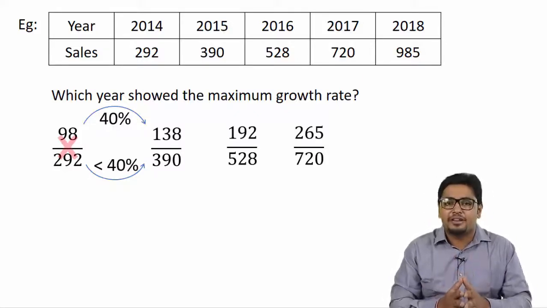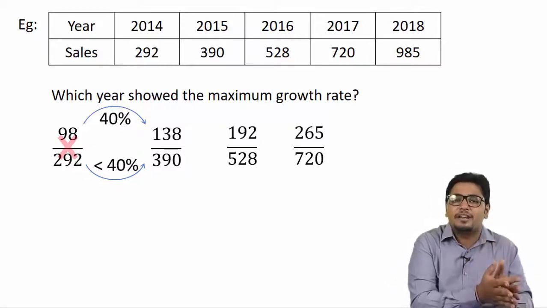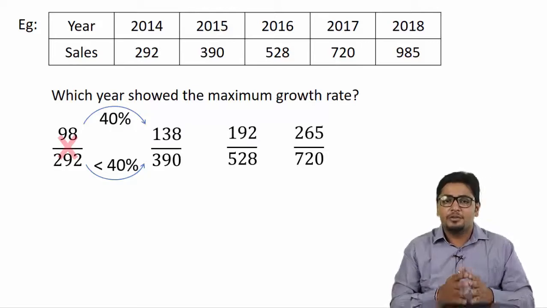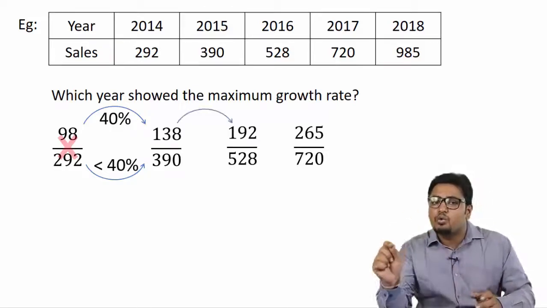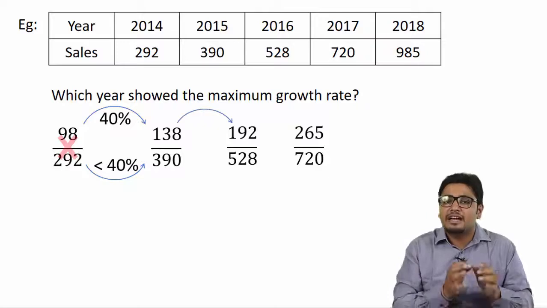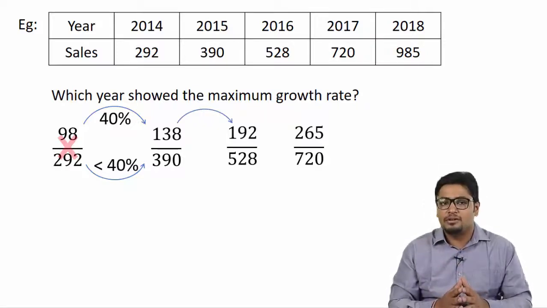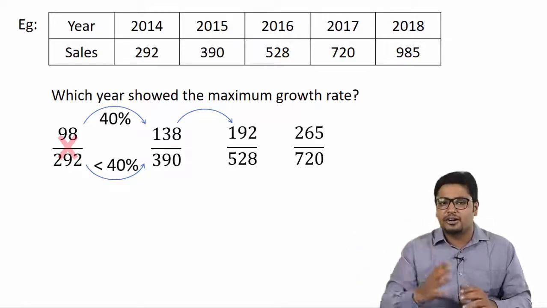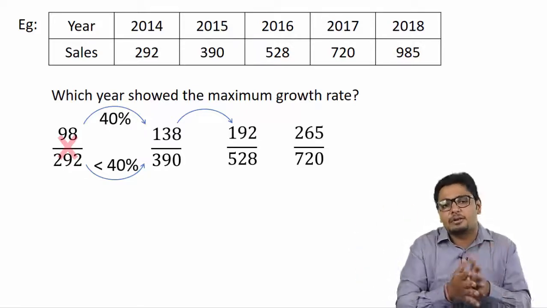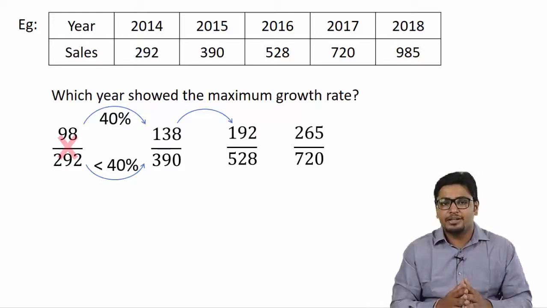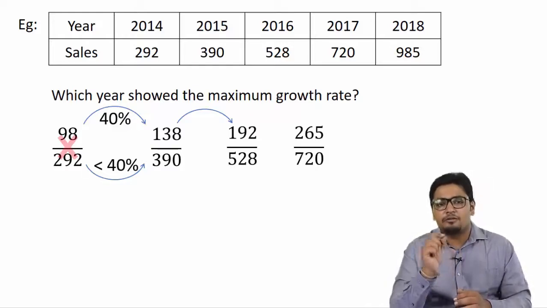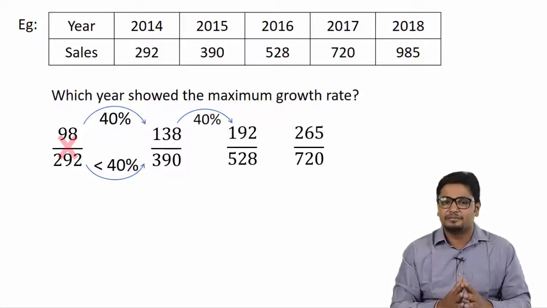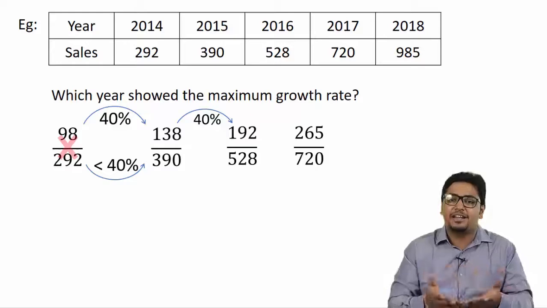We use this same method again to compare 138 by 390 and 192 by 528. 138 is increased to 192. So the increase is of 54. In percent, it is 54 upon 140 into 100. I am taking 140 in place of 138. So 14 fours are 56. Increase is of 40% approximately. Coincidentally, we are again dealing with 40%.